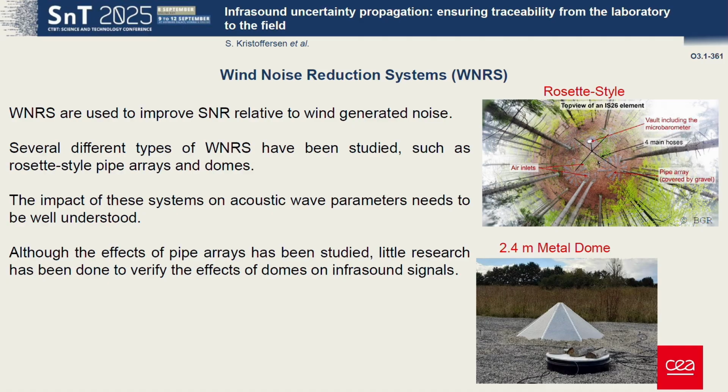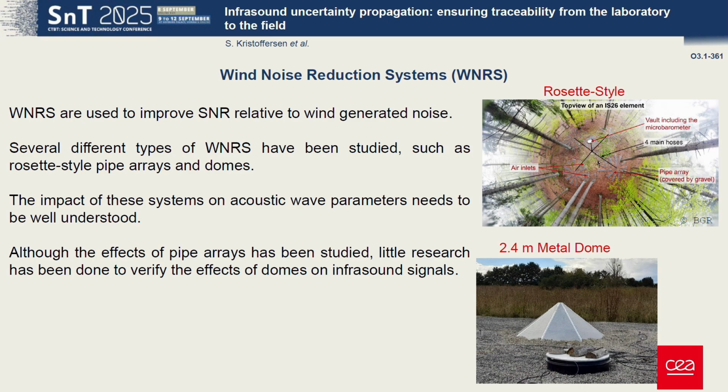And so for wind noise reduction systems, basically they've been put in place to battle one of the biggest challenges, I should say, for infrasound measurements, which is wind-generated turbulent noise. And so there are these wind noise reduction systems. For example, in the top picture, we've got this Rosette-style one, which is sort of the gold standard, one could say, and is what is installed at, I believe, most of, if not all of the IMS stations.